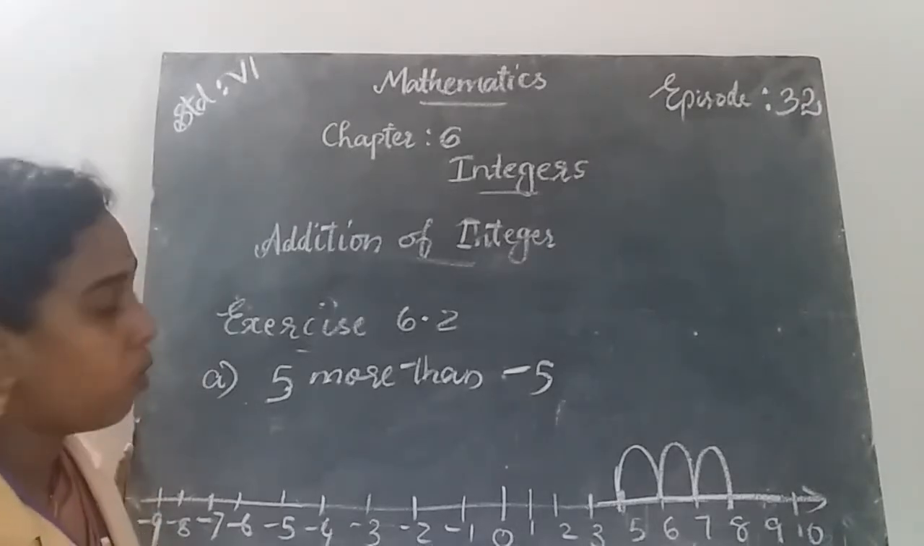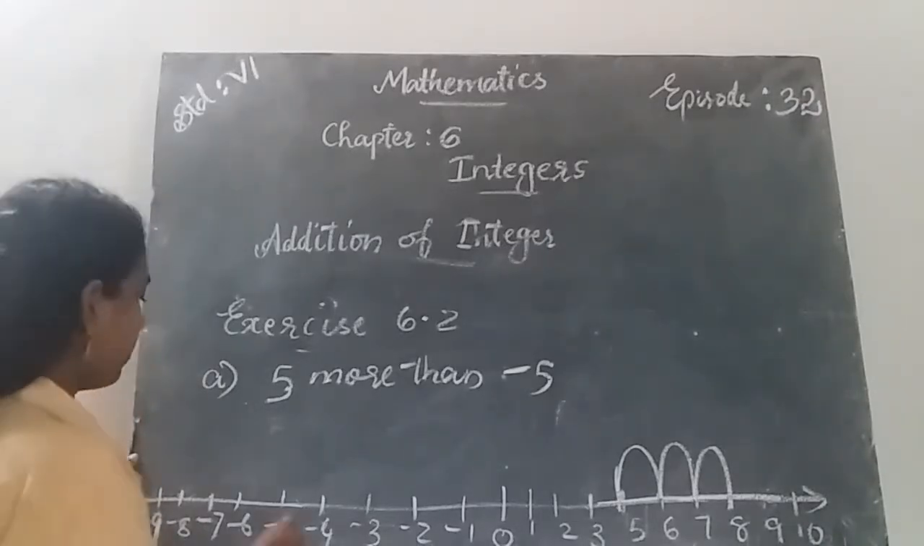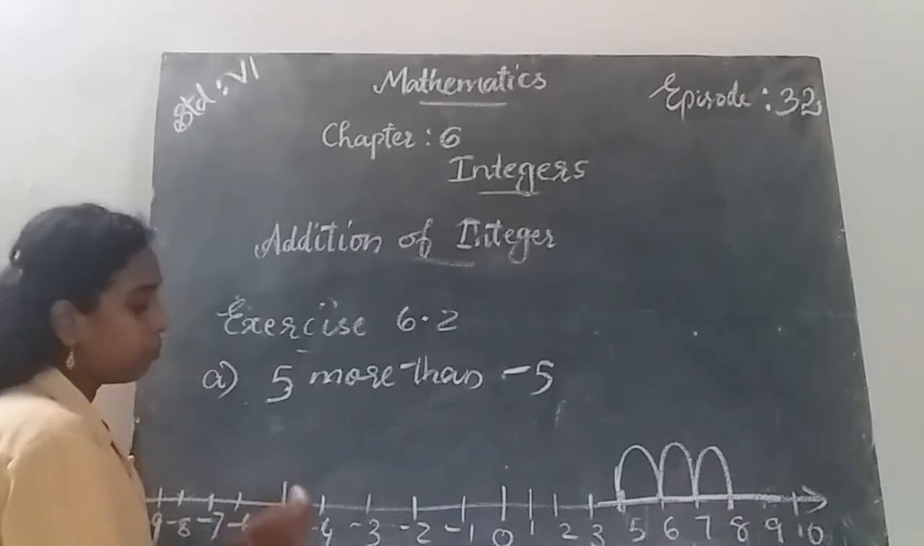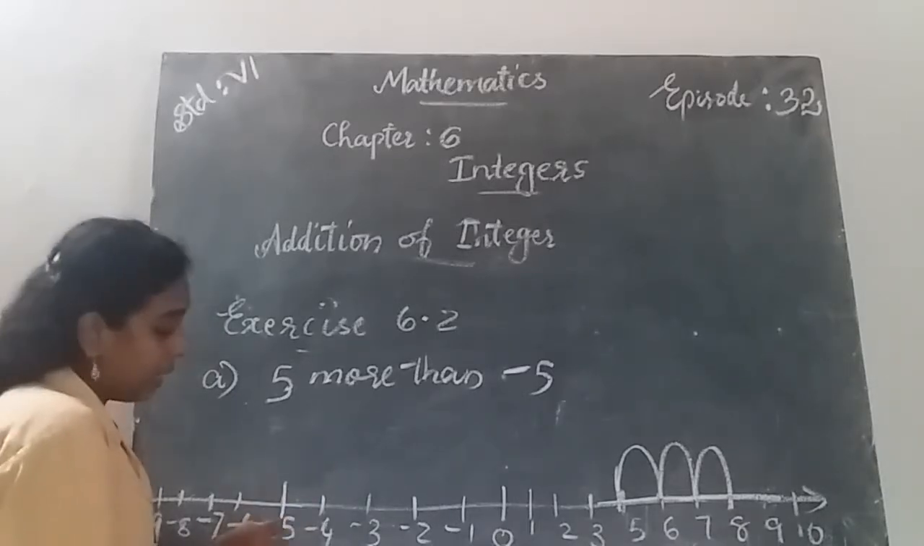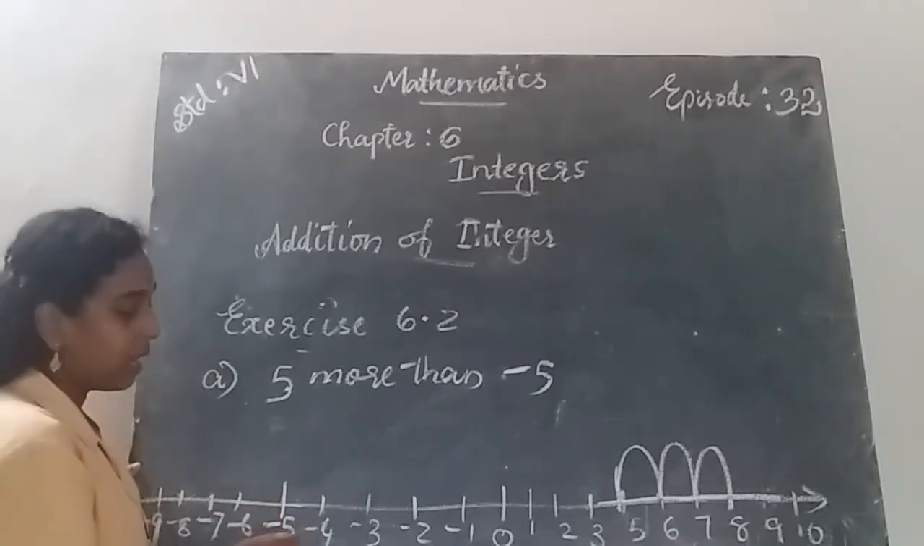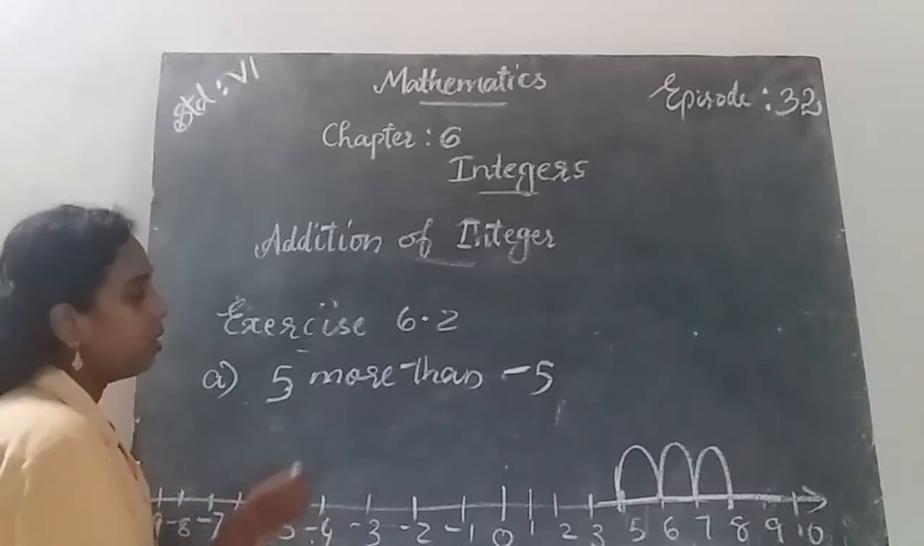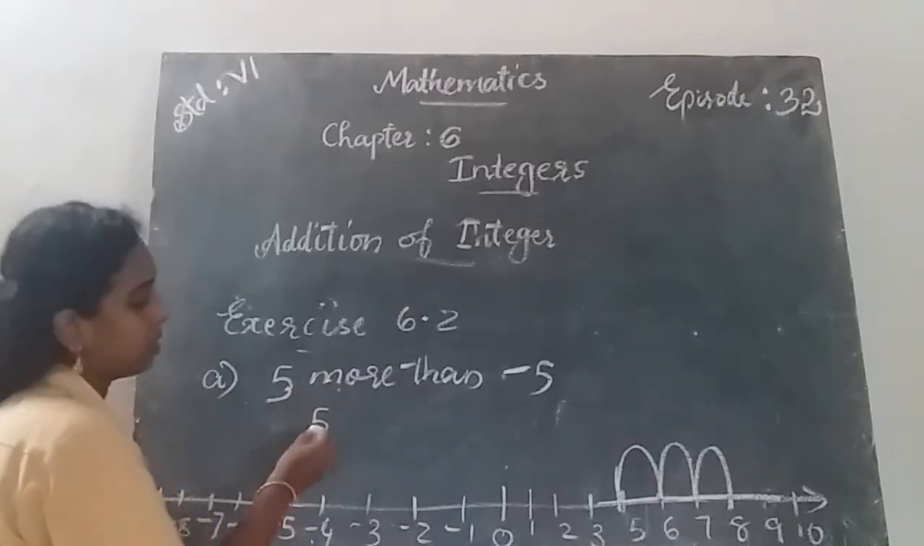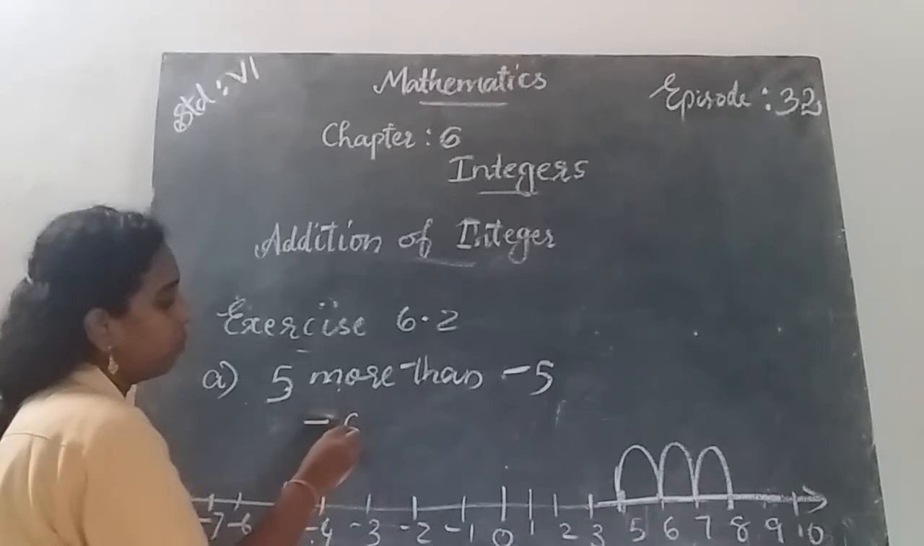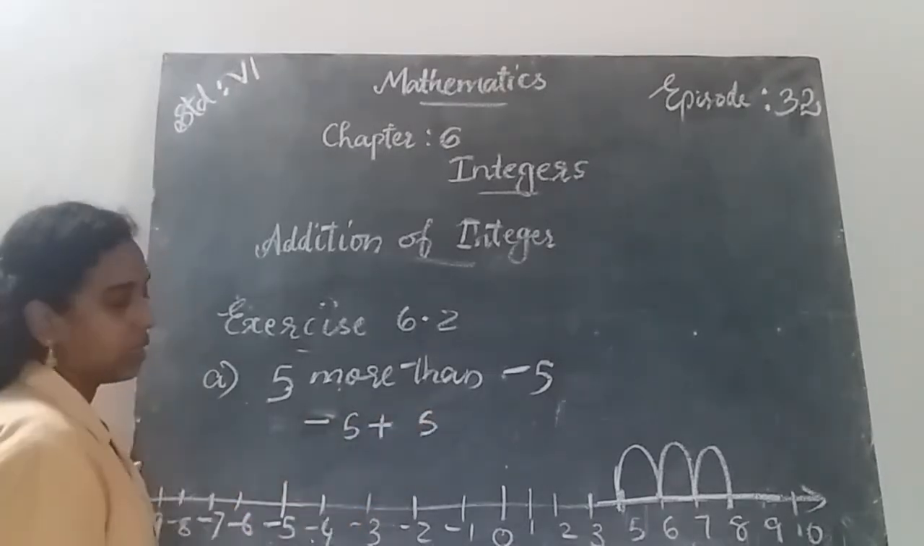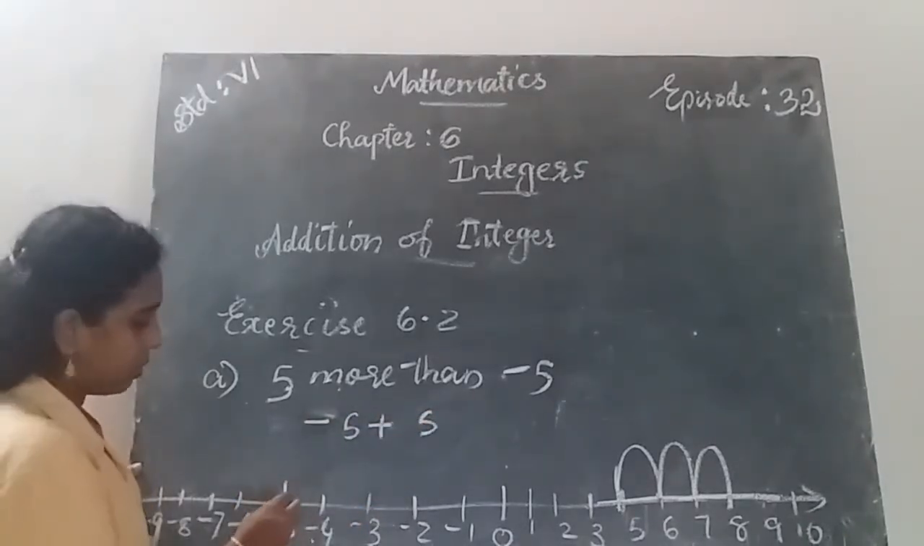Negative 5 more than negative 5. Here, 5 more than means we add. So we add negative 5 plus positive 5.